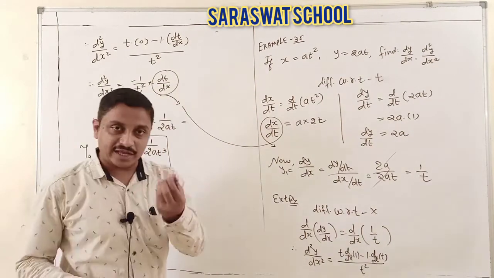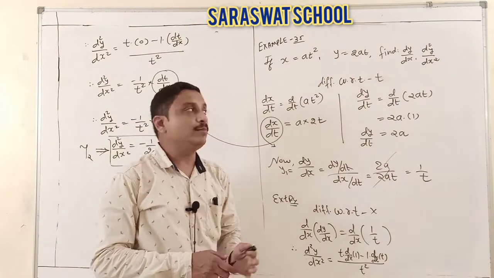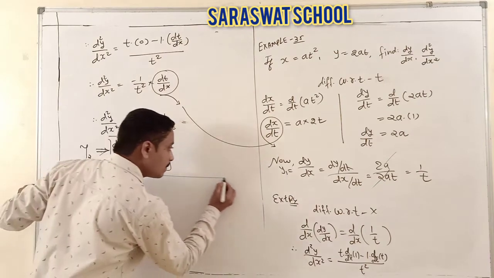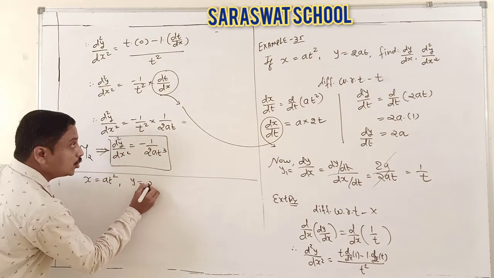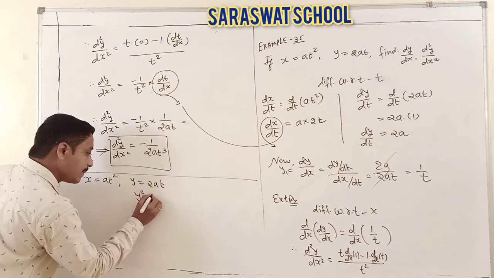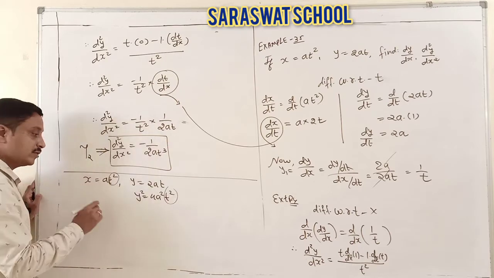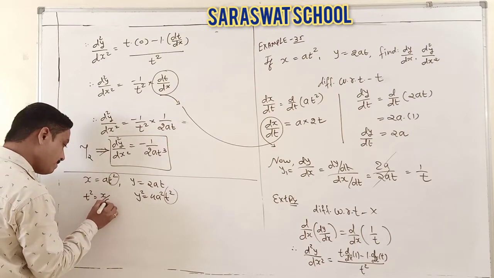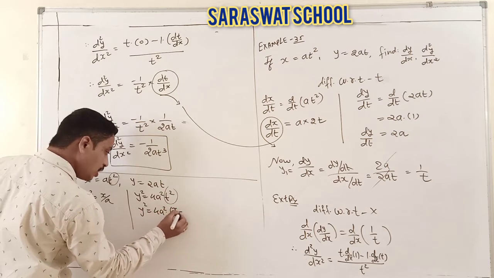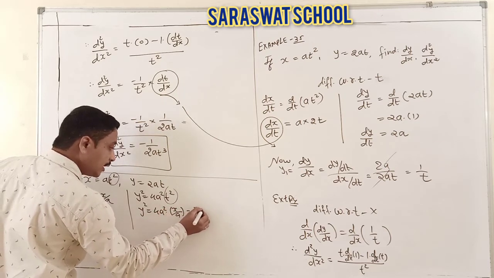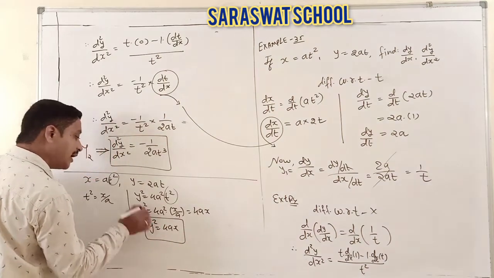Now students, one extra point I explain to you. This question translates into implicit functions. So x is equal to at square, y is equal to 2at. If you take t square, you just put it down there. So what is t square here? x by a. Surely you get y square equals 4ax. Students, you know that it is a parabola.